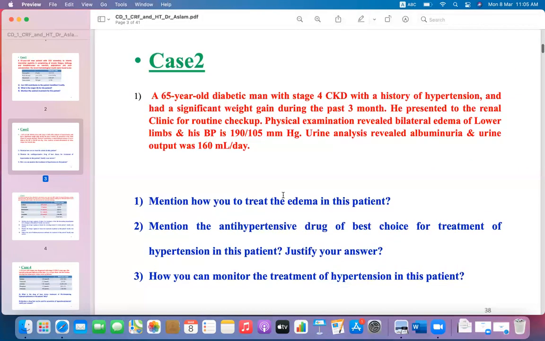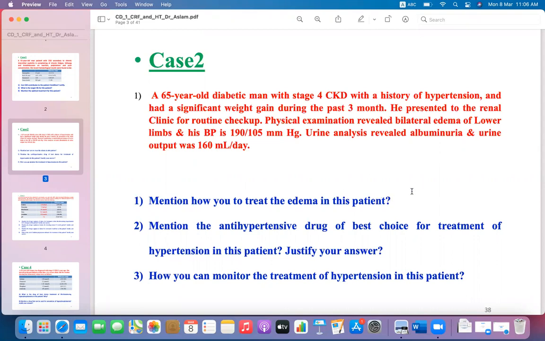So this explanation will answer the questions of this case 2. Let us move towards case 3. So we just discussed case 2. Mention how you treat the edema in this patient.